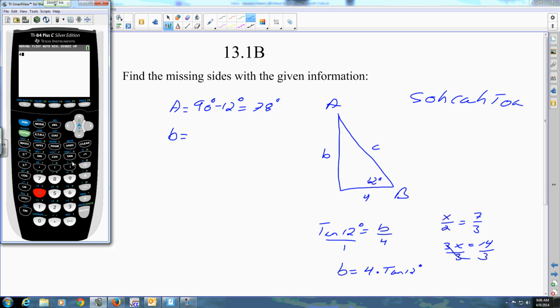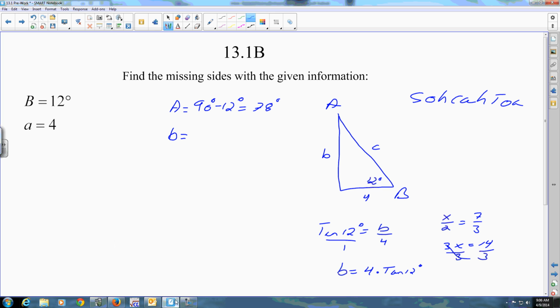Then you type in 4 tangent 12. Helps if I type in the right numbers. 4 tangent 12. There we go. And you get about 0.85. So this is where it crashed before. We'll see if it crashes again. So B is about 0.85. Lo and behold, it worked that time. Now you have to find side C.